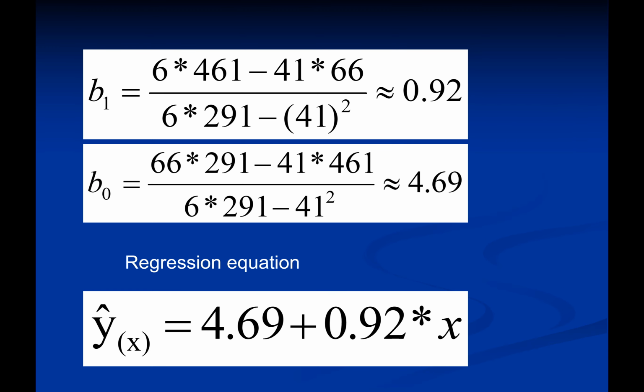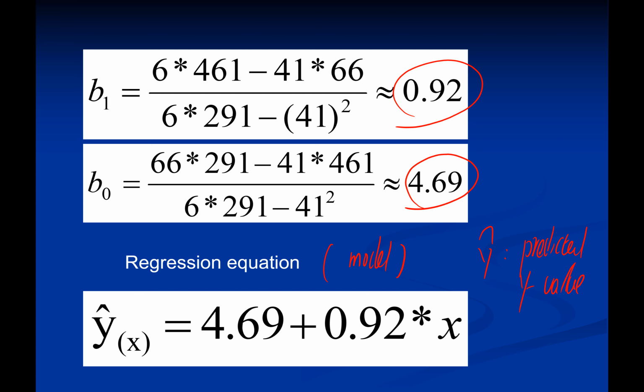Then we can easily find B1 using the formula. That B1 turned out to be 0.92. B0 is 4.69. So the regression equation, the regression model, is y hat, where y hat represents predicted y values. So 4.69 plus 0.92x. Again, we can easily get this in Excel. I'll show you in a bit.